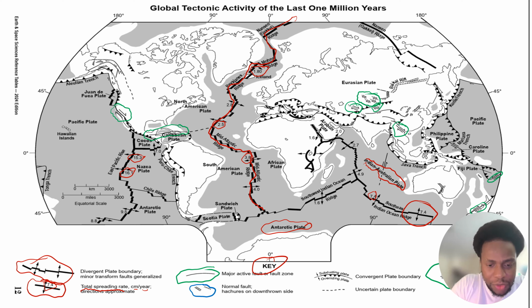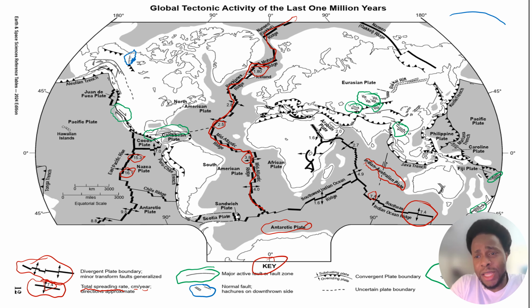Here it lets you know that this is a normal fault, and the hashed line shows you the downthrown side. What that simply means is the fault that went down, or the block or the plate that went down. That is the downthrown fault. For example, let's take a look at these. Let's see where we can find a good example right around here. So that is the fault line, but it lets you know that this side of the fault line is what was downthrown, because that's where the hash line is pointing to.